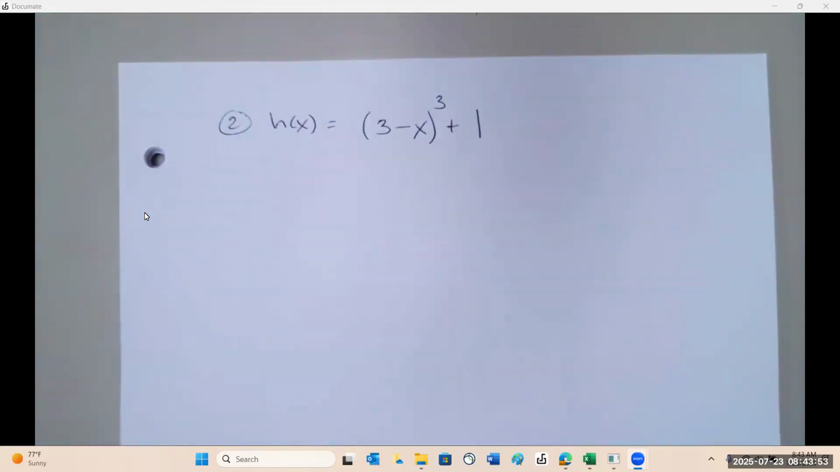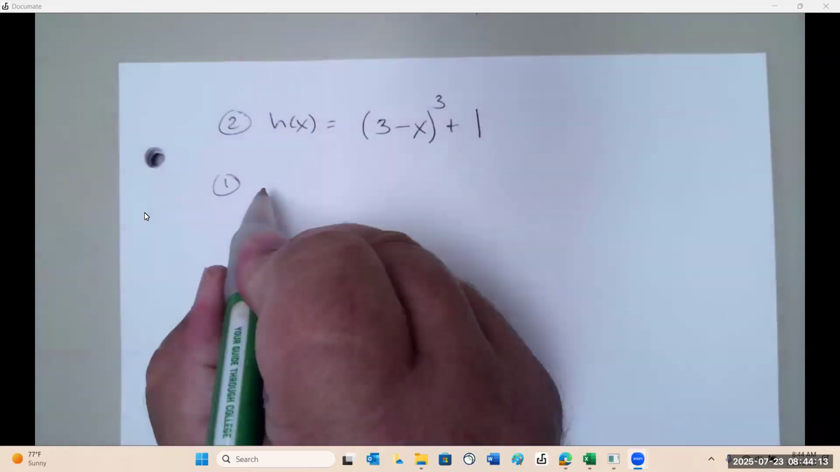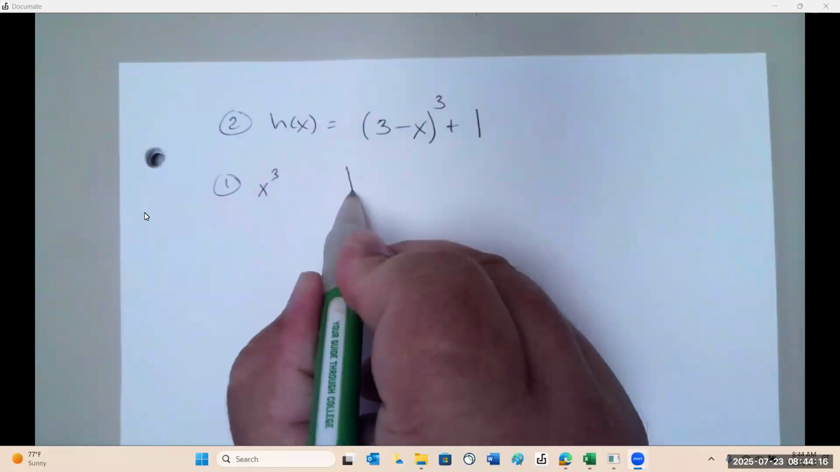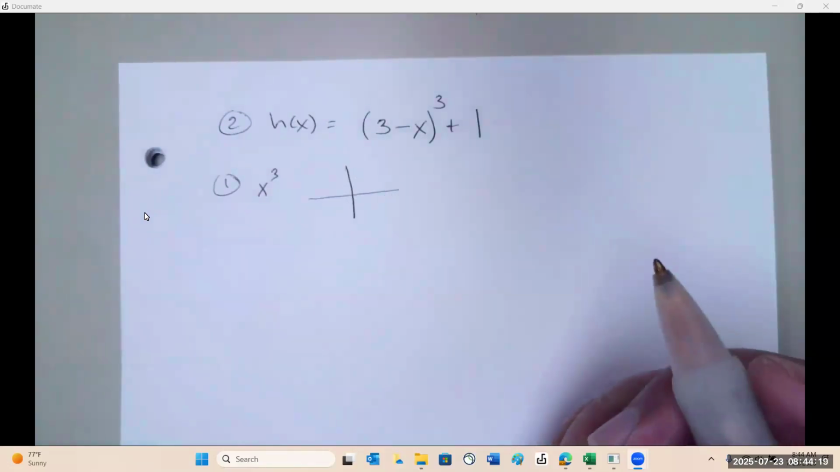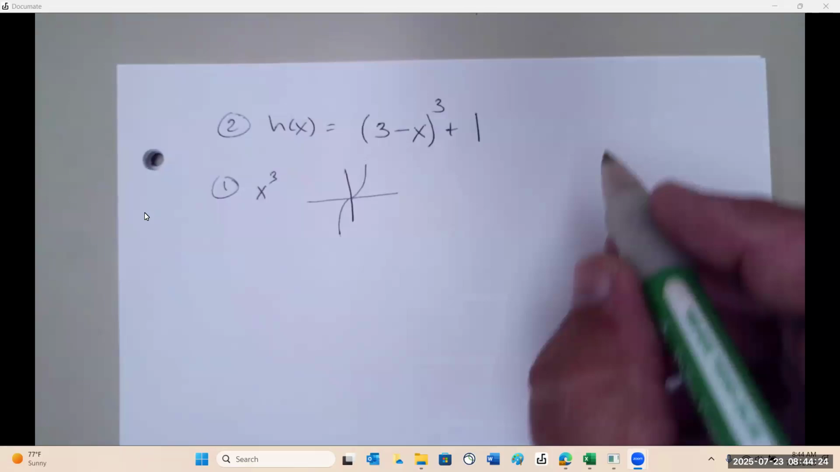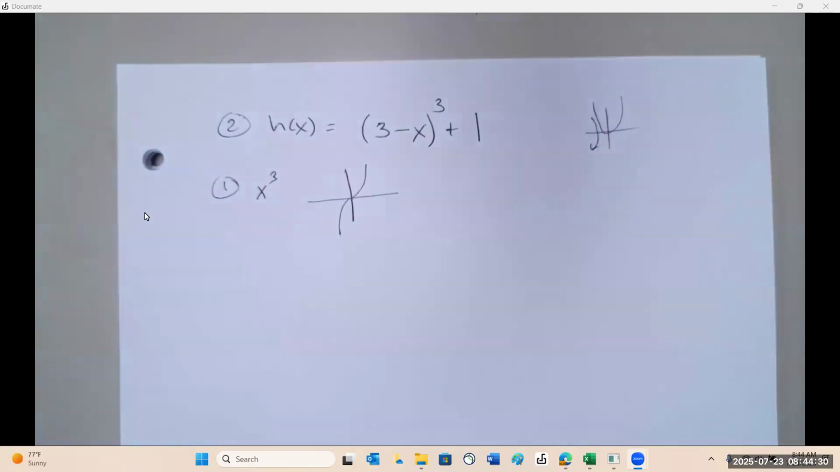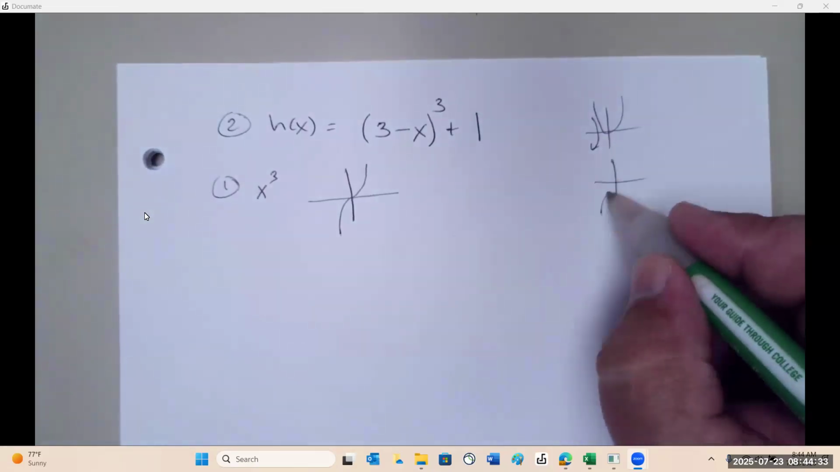How about this one? The first thing, what's my original function? X cubed. What does that graph look like? Yeah, it goes up. It's the same as x squared, except we can have negative answers. So we put that one down. It looks like this.